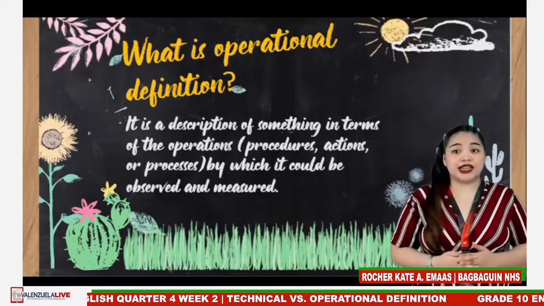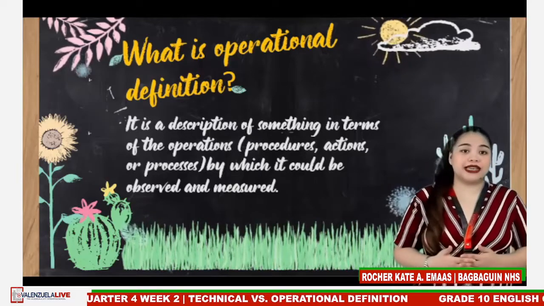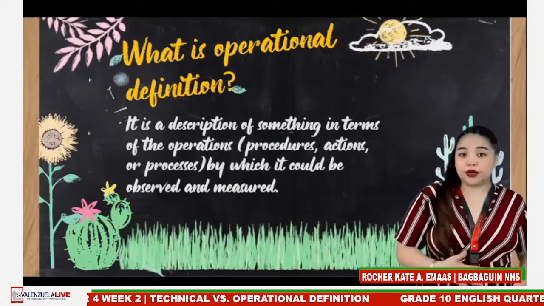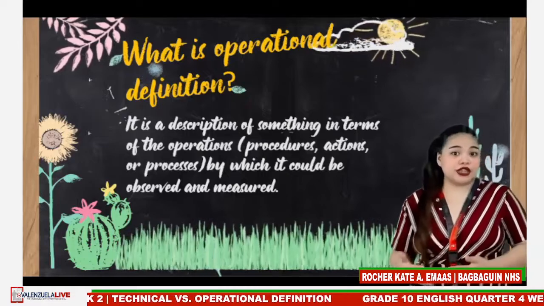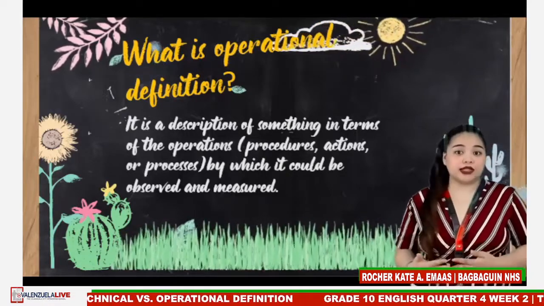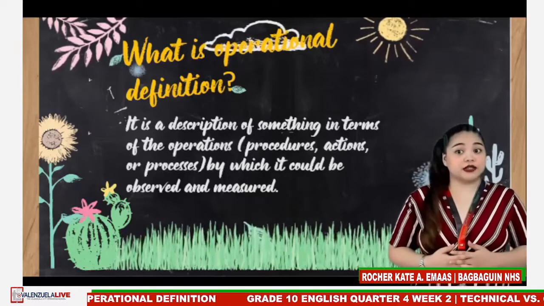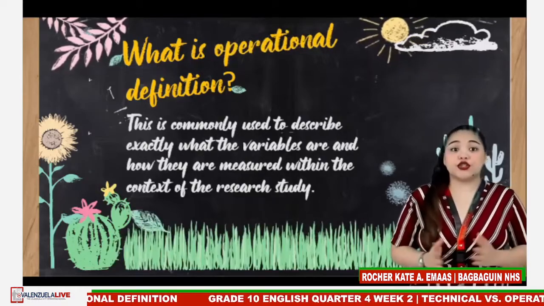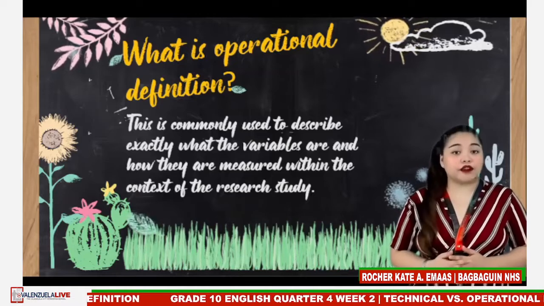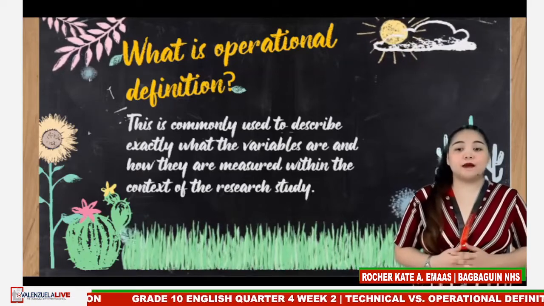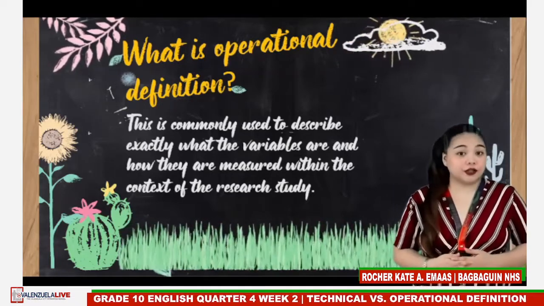Operational definition is a description of something in terms of the operations, such as procedures, actions, or processes, by which it could be observed and measured. This is commonly used to describe exactly what the variables are and how they are measured within the context of the research study.